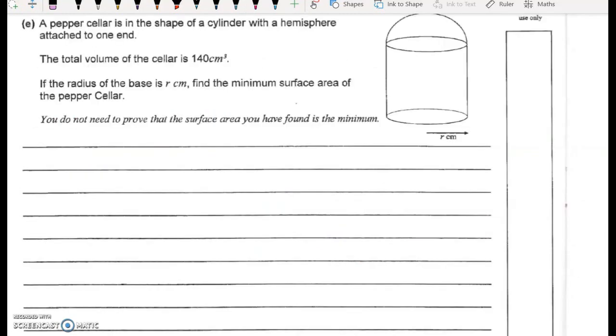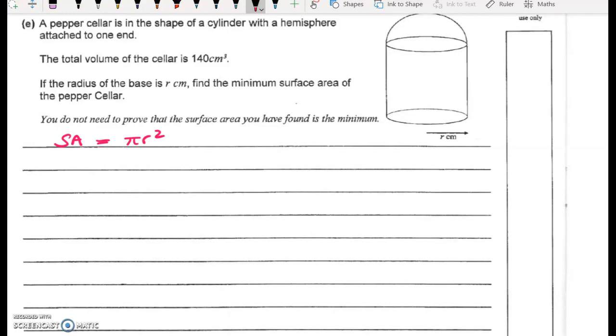And here we go with the excellence question. Okay, so we've got this pepper cellar that we're doing some stuff with the volume and surface area. We want to make the minimum surface area for the pepper cellar. So we need to have an expression of surface area and try to differentiate it and set it equal to 0 to find a minimum. So let's start by figuring out what we can do with the surface area. So the circle on the bottom will be pi r squared.